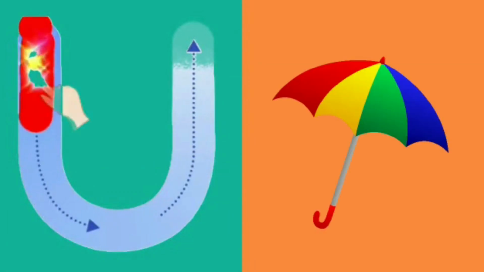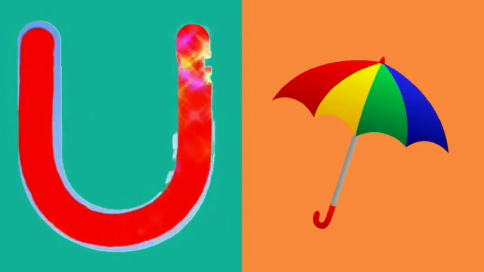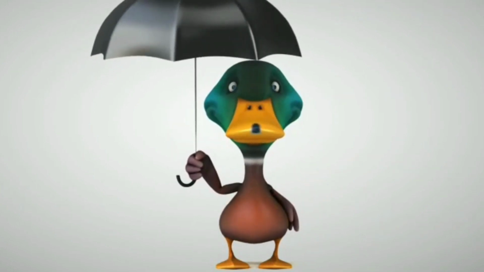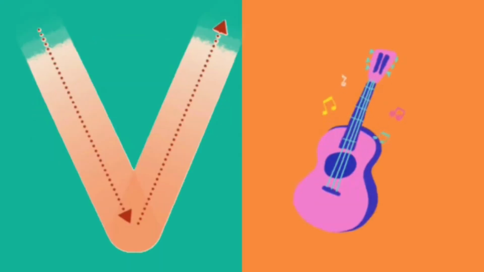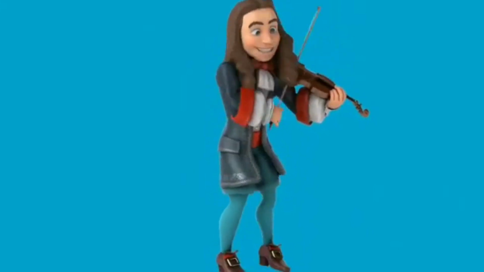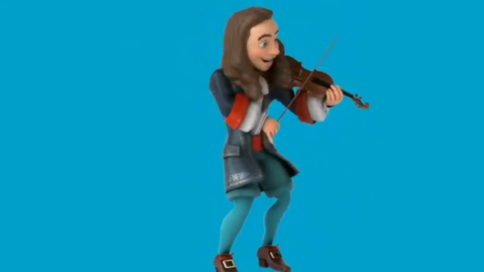U. U is for umbrella. Umbrella. V. V is for violin. Violin.